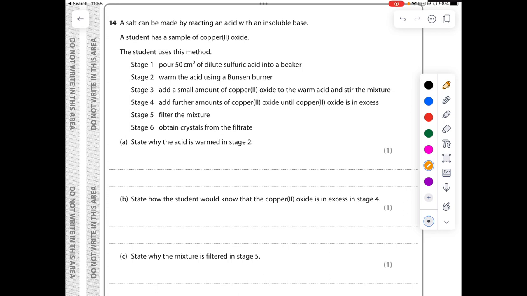Add a small amount of copper II oxide to the warm acid and stir the mixture. Add further amounts of copper II oxide until copper II oxide is in excess. Filter the mixture, obtain the crystals from the filtrate. State why the acid is warmed in stage 2: to increase the rate of reaction.